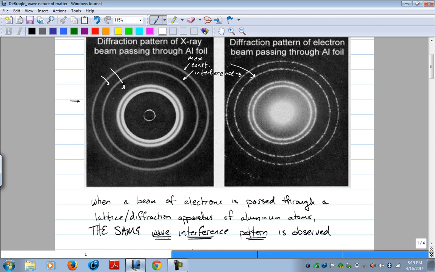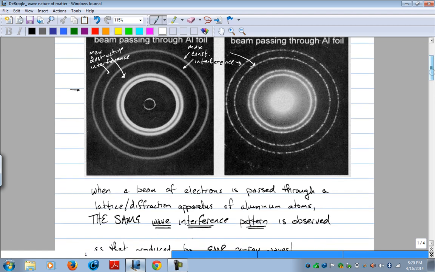X-ray wave amplitude detected on the X-ray film. So because the same pattern emerged from the beam of X-rays shot through the same aluminum foil, we can infer that that's evidence for wave behavior of the electrons. Of course, this has been repeated tens of thousands of times through different metal lattices with different wavelengths and frequency, light as well as matter particles.